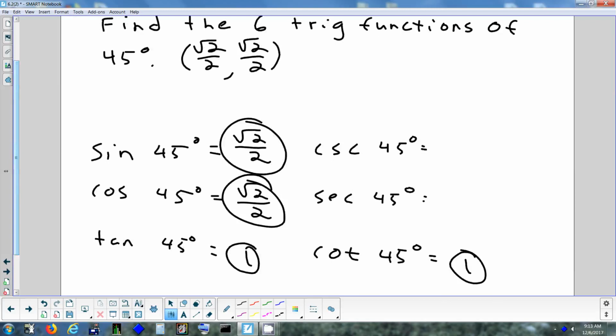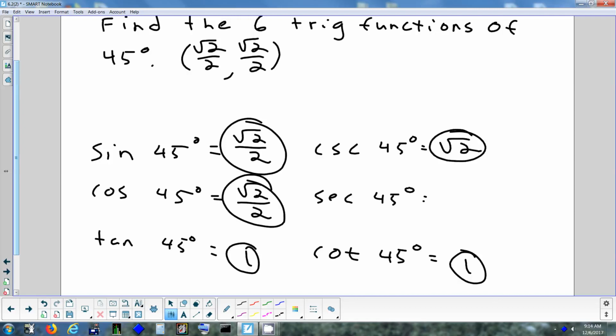Jay, what's the connection between sine and cosecant? What do you do to one to get the other? Just flip it. Okay, so just take what you have and flip it. Do you remember what you get if you flip root 2 over 2? Just square root of 2. If you flip it, the root goes to the bottom, and then when you fix it, the 2's cancel.